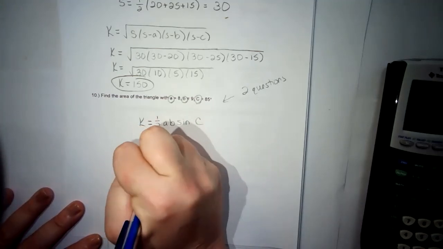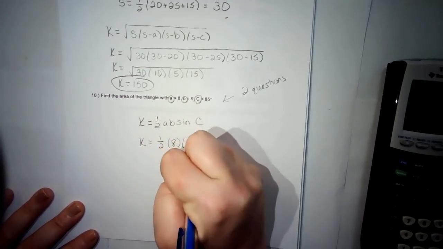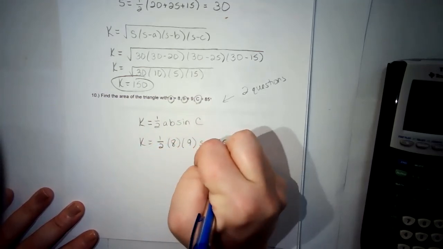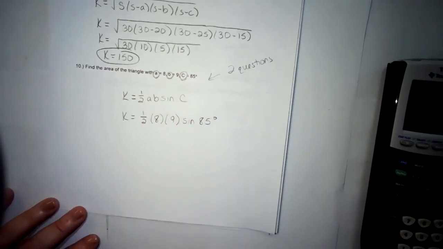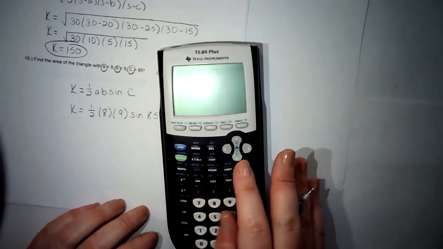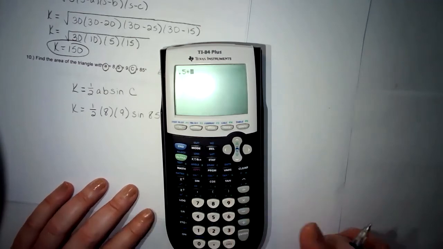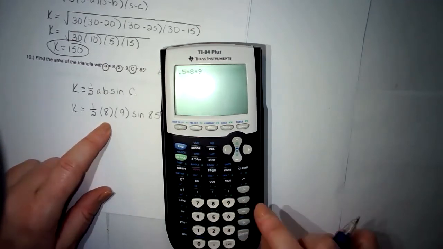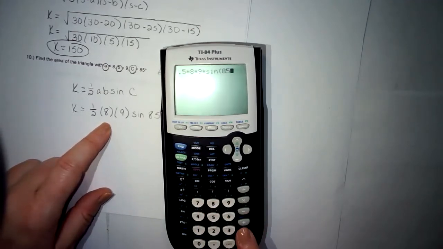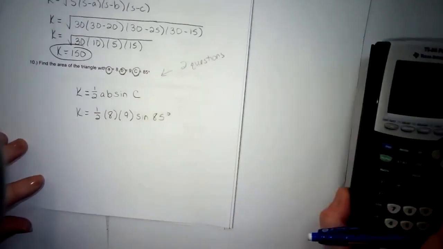Okay, so 1/2 times 8 times 9 times the sine of 85 degrees. Okay, we talked before about how it's so much nicer in your calculator to put in a 0.5 instead of 1/2. So I'm going to do 0.5 times 8 times 9 times the sine of 85. And I came up with 35.86. Okay.